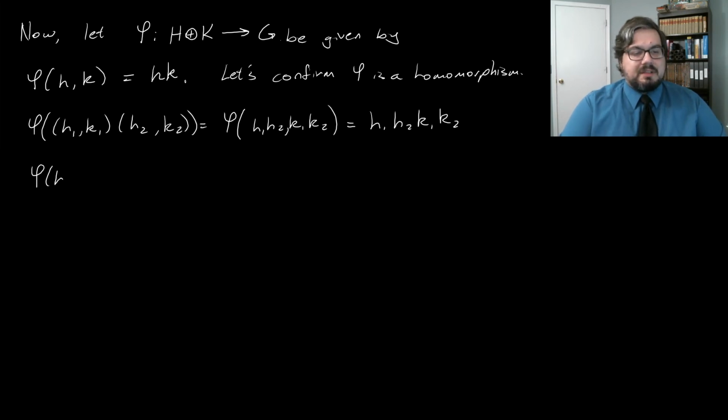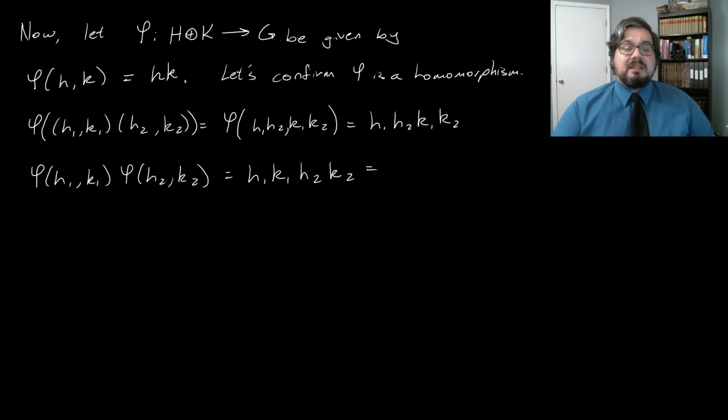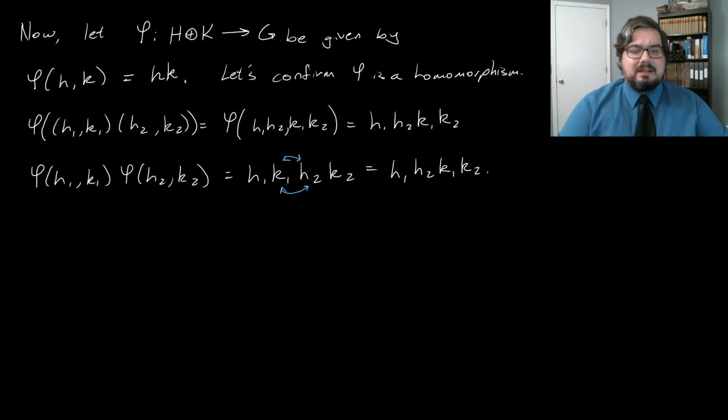So now let's see what happens if we take phi of (h1, k1) and multiply by phi of (h2, k2). That's going to give us h1 k1 times h2 k2. Now, if we hadn't proved the claim before, we'd be stuck because these two expressions don't look the same. But by the claim we have, we know that elements of H and K commute with each other. And therefore, we can switch the order of the two middle terms and write h1 h2 times k1 k2. Thus, we've shown that phi is a homomorphism. Phi of a product is equal to the product of the phis.